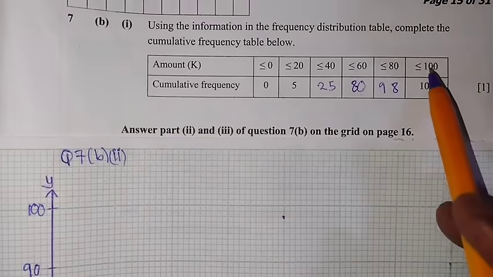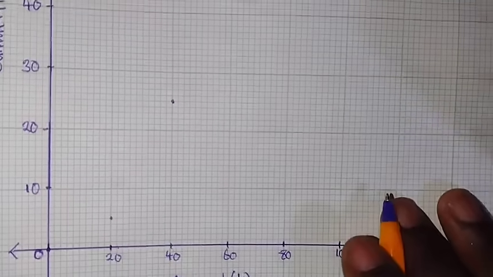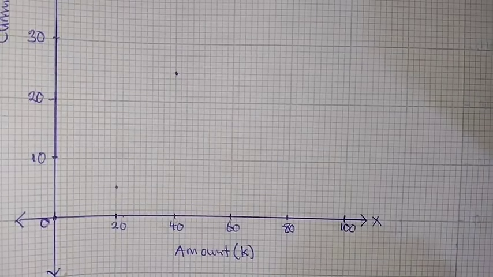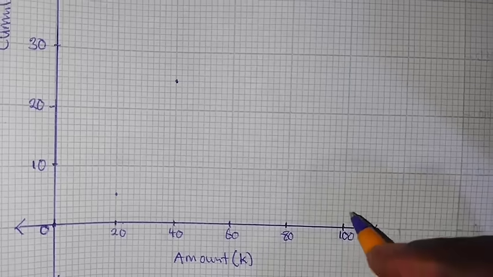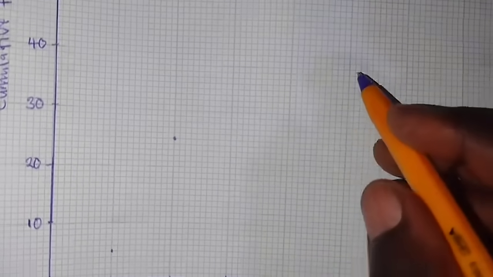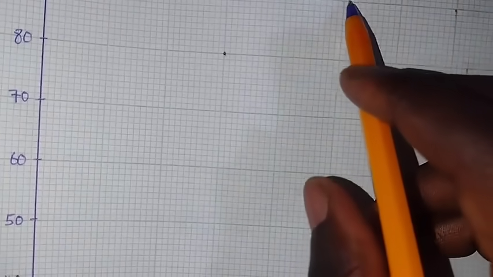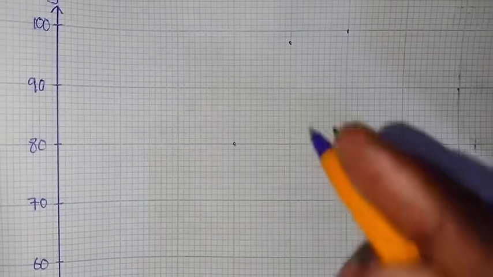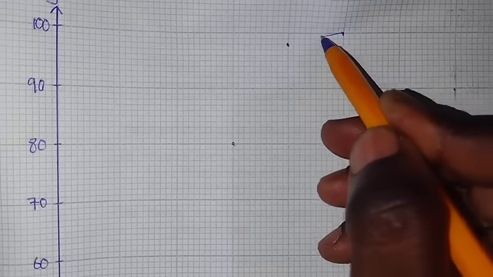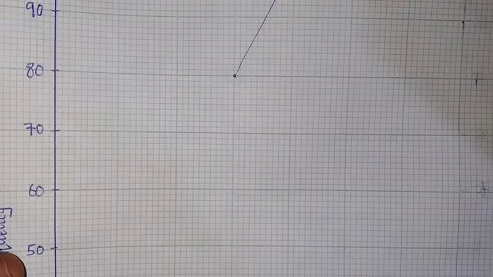The last one is 100, 100. So you follow through in the x-axis where there is 100. So 100 is right here in the x-axis. You follow through 10, 20, 30, 40, 50, 60. You can see it's corresponding here. 70, 80, 90, 100. So this is where the 100 is. Once you do this, just connect these points. Just connect them nicely.